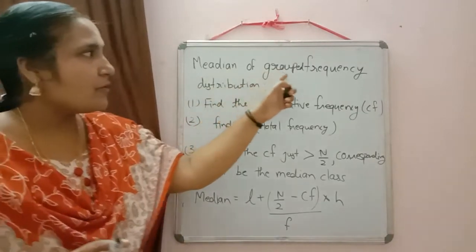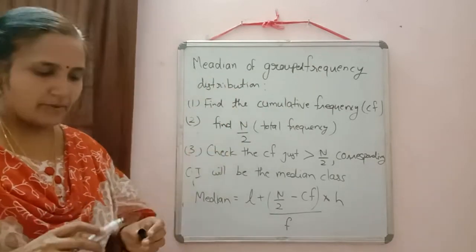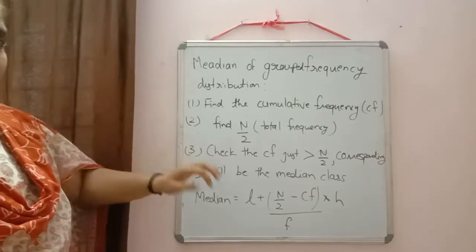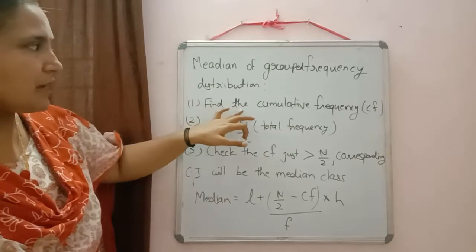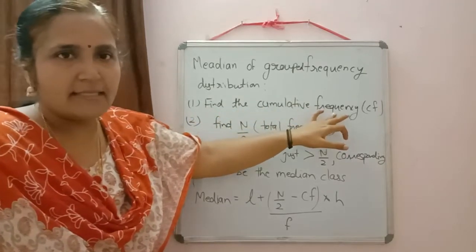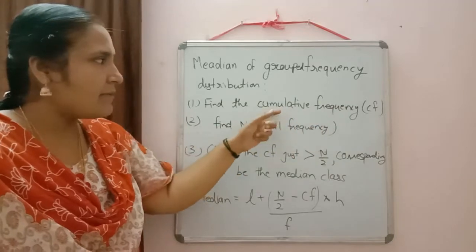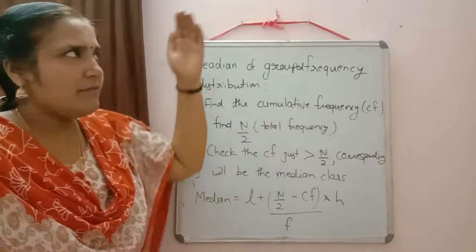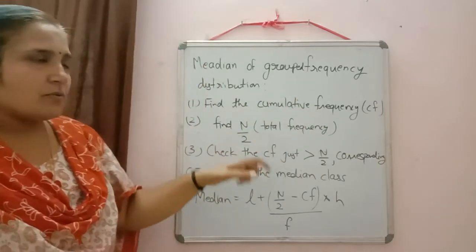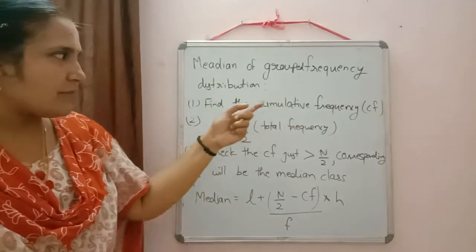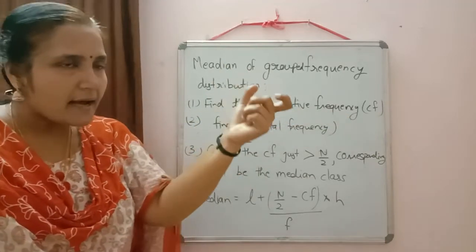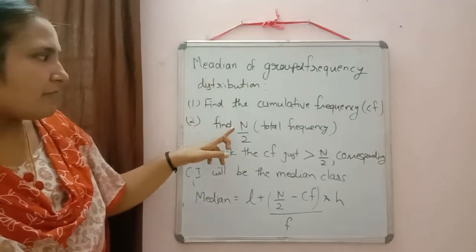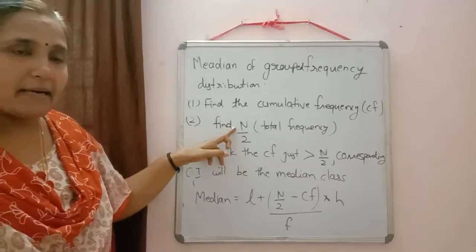Now, median of grouped frequency distribution. Grouped frequency distribution means class intervals are given; then how will we calculate the median? For that, first you have to find the cumulative frequency. When we discuss the examples, I will explain how to find it. In the cumulative frequency we are adding all the frequencies. At last, whatever number comes is the sum of all the frequencies, and we denote the sum of all the frequencies by capital N.